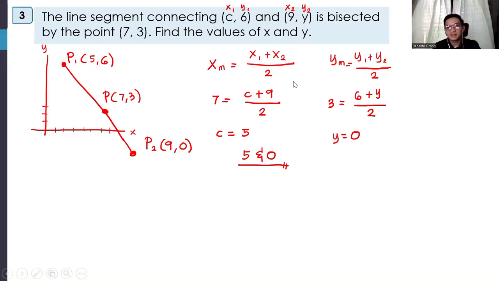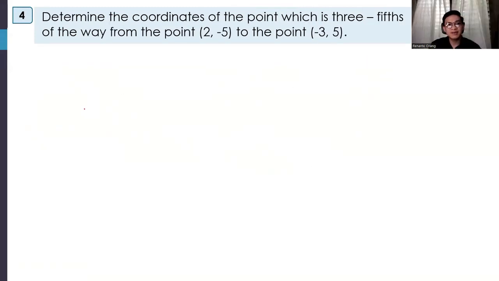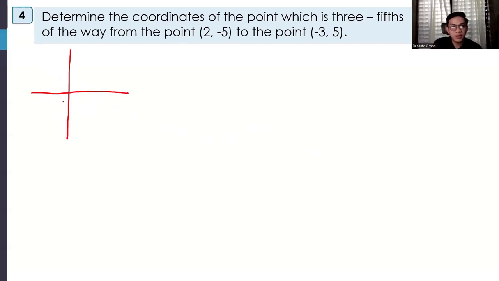Final answer. Number 4, we have to determine the coordinates of the point which is 3/5 of the way from the point 2, -5 to the point -3, 5. So, in order for us to solve this one, drawing muna natin, no? So, this is our y-axis and this will be our x-axis. Sabi dito, yung first point po natin is 2, and then -5.